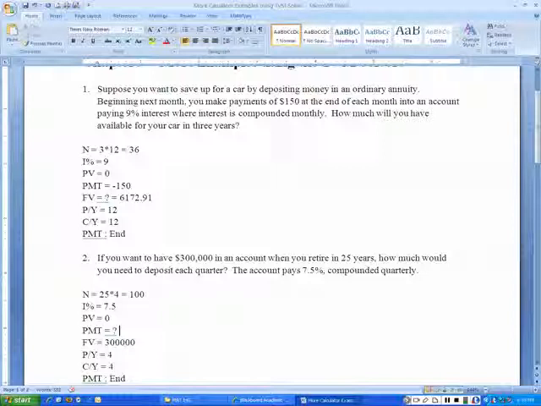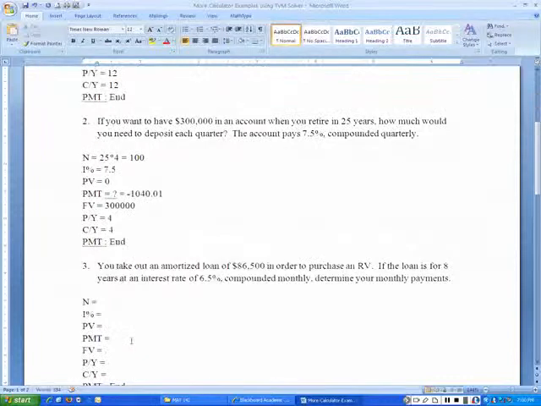Now you can go back up here, and again, it doesn't matter what's in PMT at this point. You want to make sure that you have all the other values: the 100, the 7.5, the 0, the 300,000, 4, 4, and end. Then you hit the second enter key, or the alpha enter key, for solve, and what you should get is negative 1040.01. It's negative because those are payments that you're paying out into this account. Then this is positive because that's how much is coming back to you at the end of time. So hopefully that one makes sense.